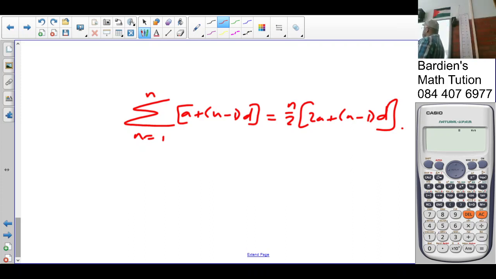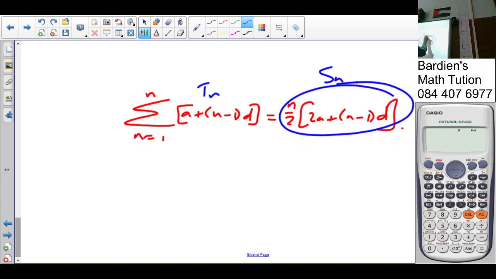You all should agree you're going to do the same thing. Why? Because this is the general term and this is the sum of terms. You're going to do exactly the same thing as we did before. So you just see prove, and you do exactly the same thing. They're asking you to prove the formula. This is another way of asking you the same thing.